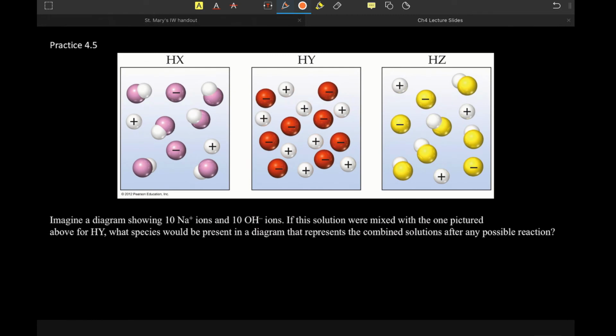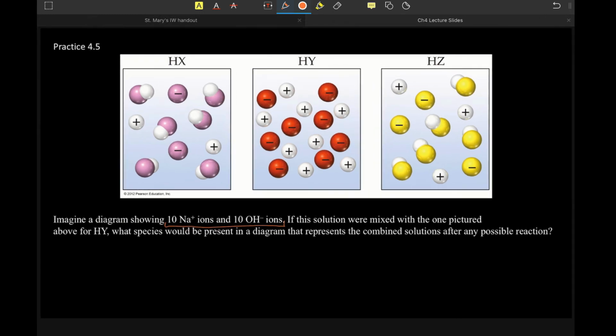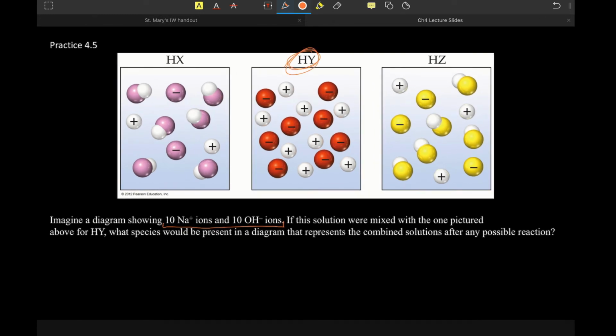All right, so here is just practice 4.5 from your book. I just wanted to talk about this a little bit because your book words the question a little bit weirdly, and I just want to make sure we're all crystal clear here. So it says, imagine a diagram showing 10 sodiums and 10 hydroxide ions, right? So basically we had 10 sodium hydroxides that we dissociated. Okay, if this solution were mixed with the one pictured above for HY, specifically, I don't know why it asks for that one, what species would be present in a diagram that represents the combined solutions afterwards, right?